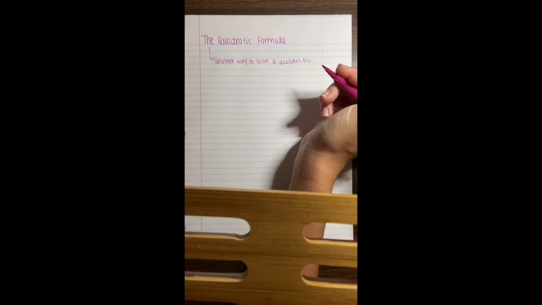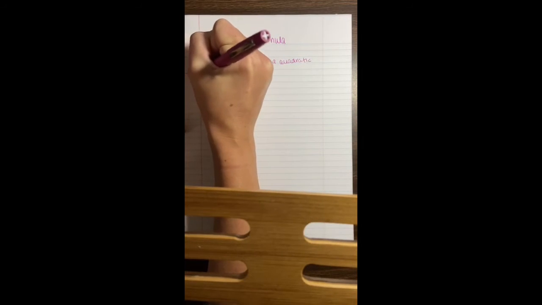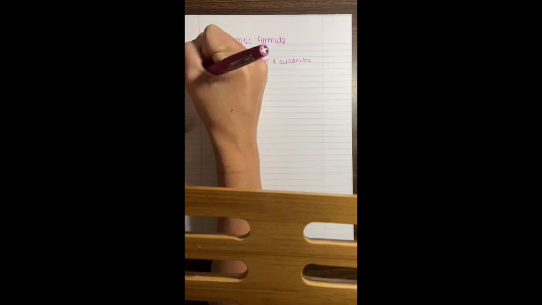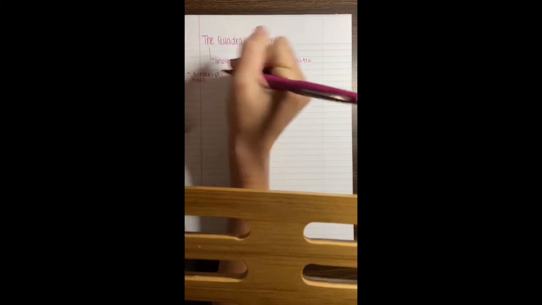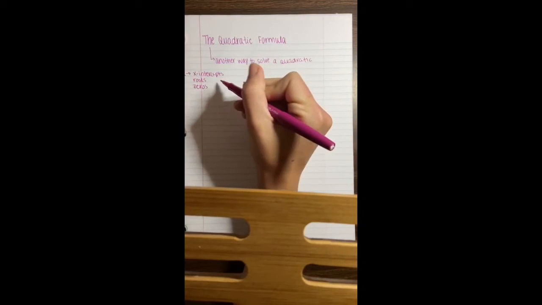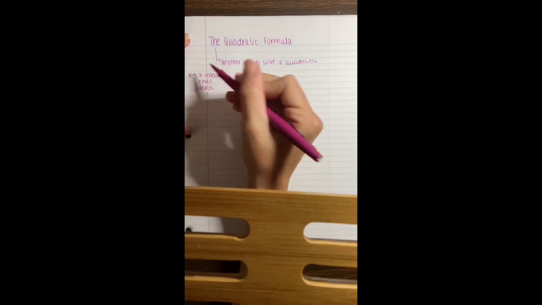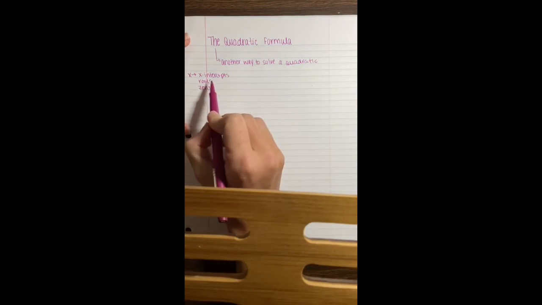Now, remember that x is our x-intercepts, it is our roots, it is our zeros. All of these three things mean the same thing, okay? So whenever I ask you to solve for x, I'm asking you for your x-intercepts, which is where it crosses that x-axis. I'm asking for your roots or your zeros.